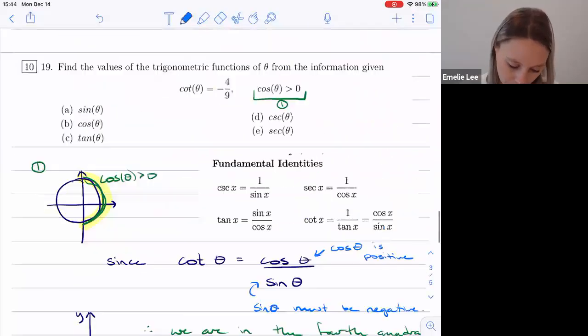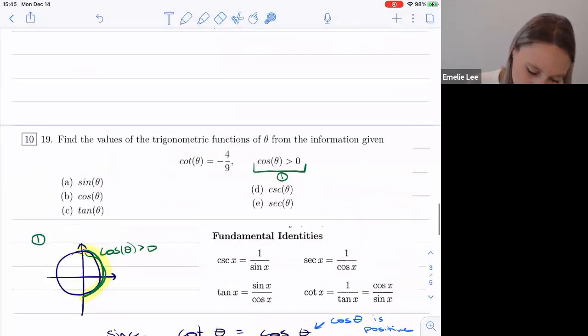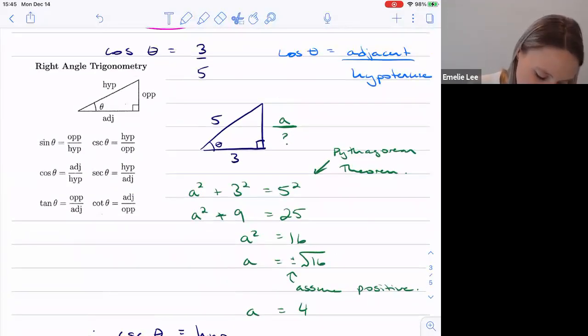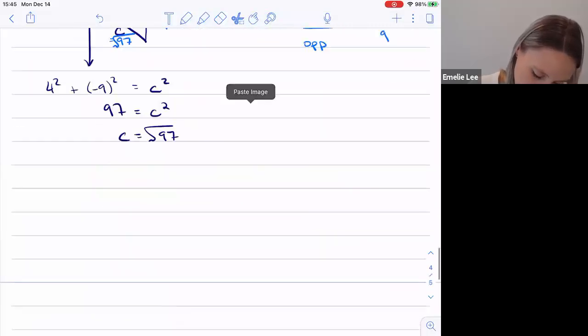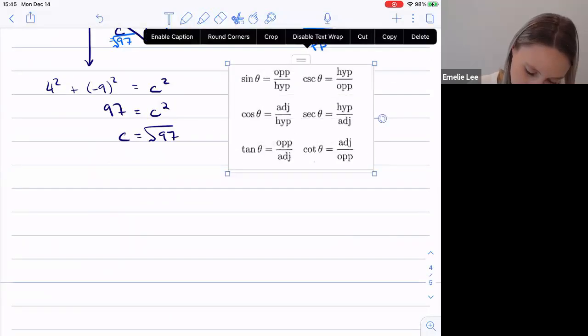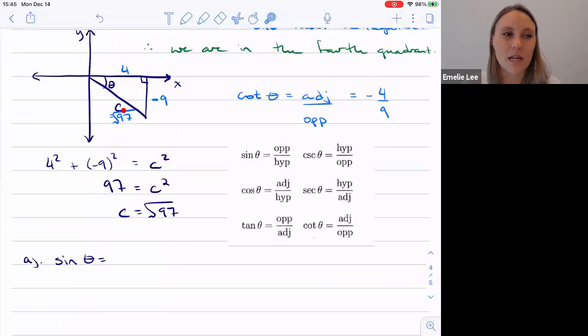So now let's go back. I want to find the sine of theta, the cosine of theta, the tan of theta, the cosecant of theta, and the secant of theta. So now that I have my triangle, I'm going to copy these because I'm going to use them to fill in the rest of these. All right. So the sine of theta is the opposite over the hypotenuse. The opposite is -9 over root 97.